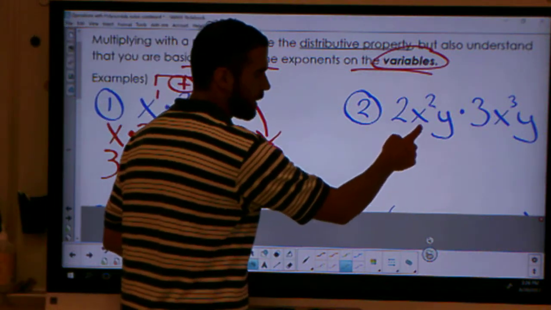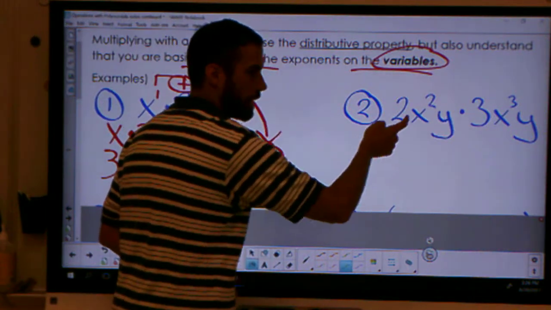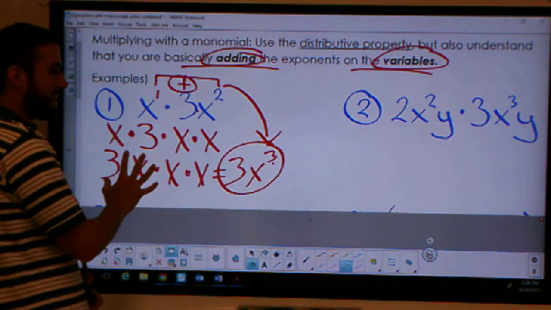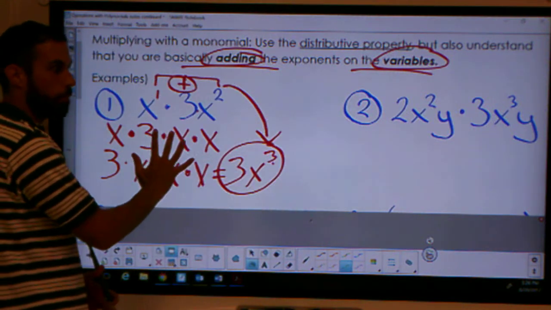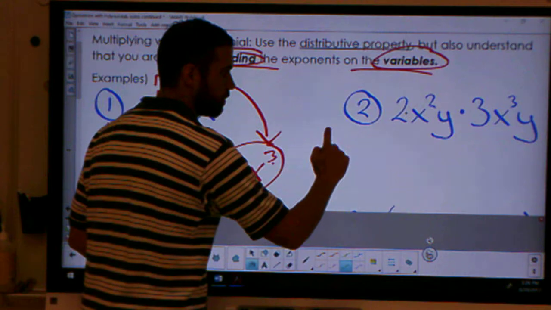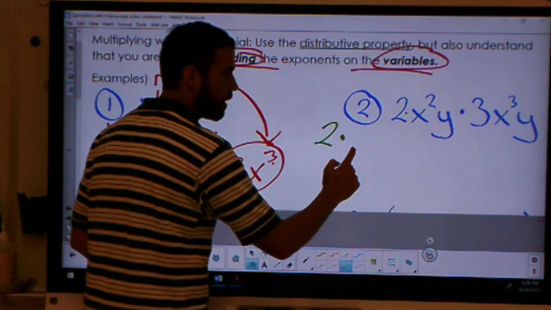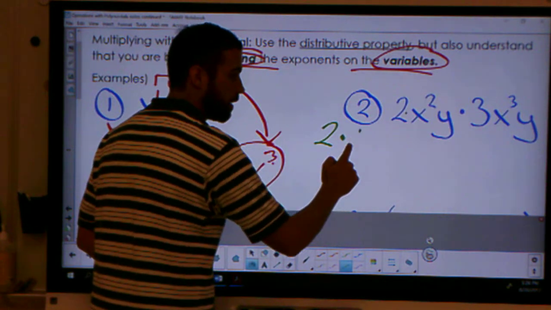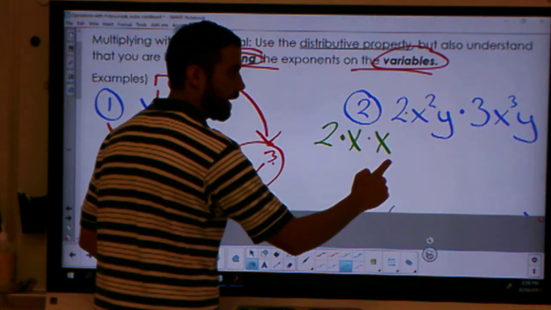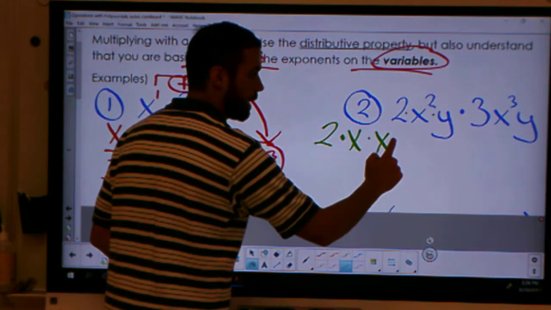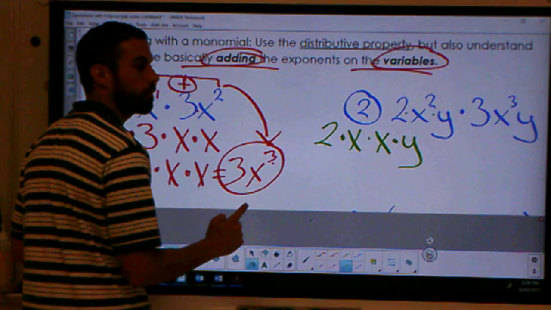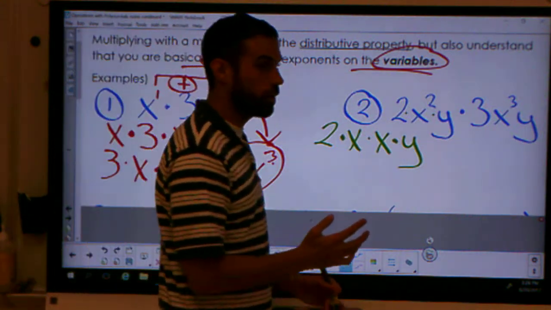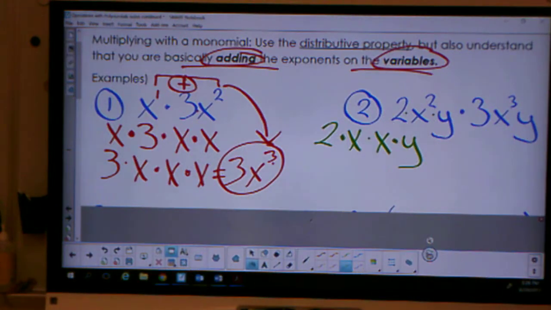Second example, we again have two monomials multiplying together. I'm going to write it in the expanded form, meaning the 2 has nothing else happening to it. But x squared can be written as x times x. We're multiplying it by y, and that's the first term, the first monomial.